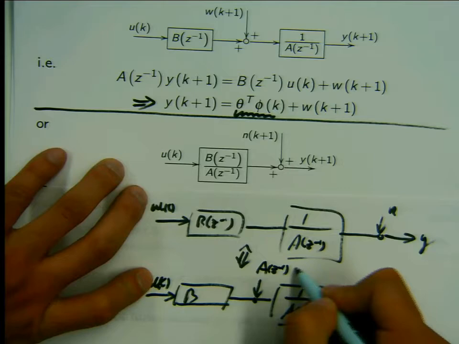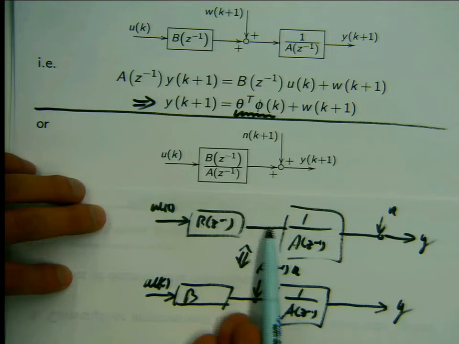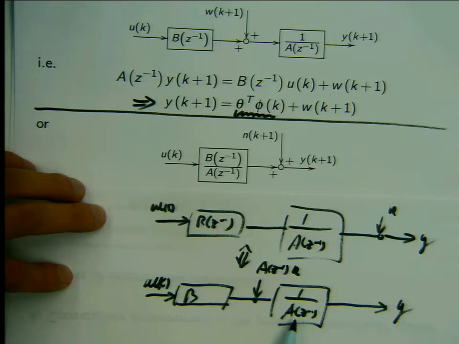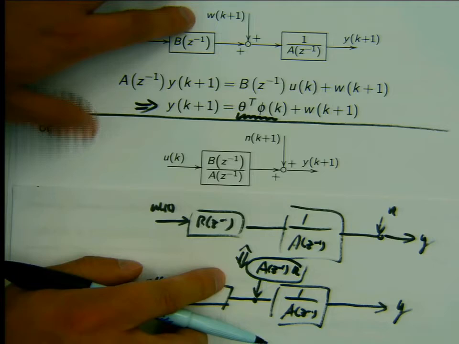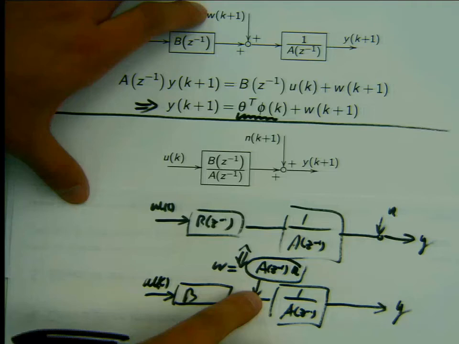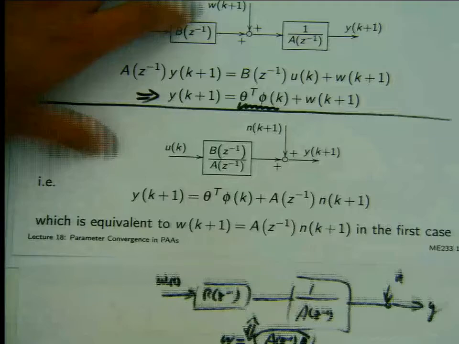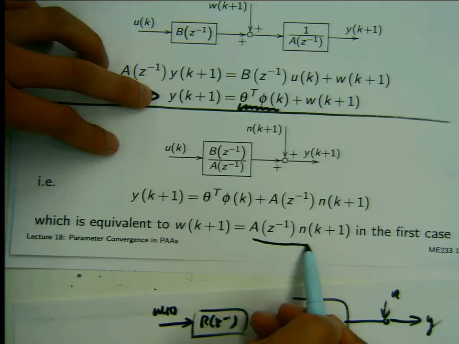In order to make an equivalent disturbance here, you have to multiply by A. Then this and this are going to cancel out. So these two are equivalent. This noise effect is equivalent to this W here, if you assign W as A, the inverse, operated on N. So we can immediately use the result here and replace W with this.